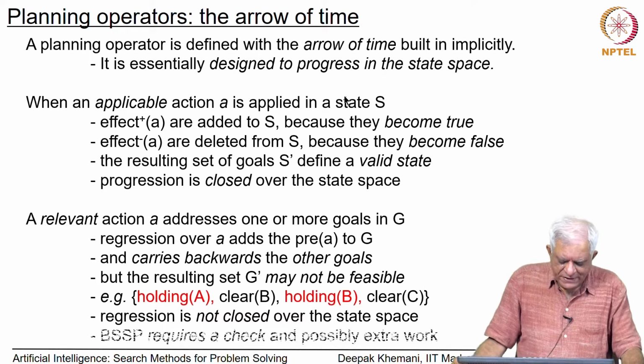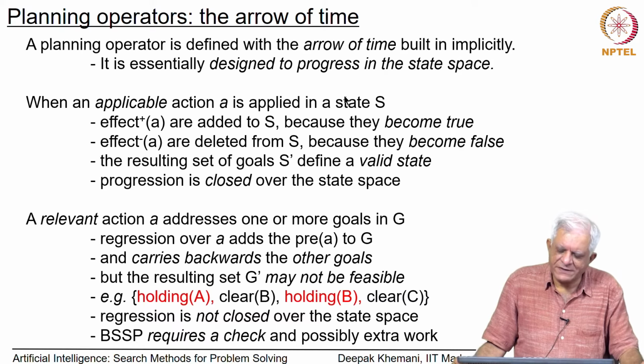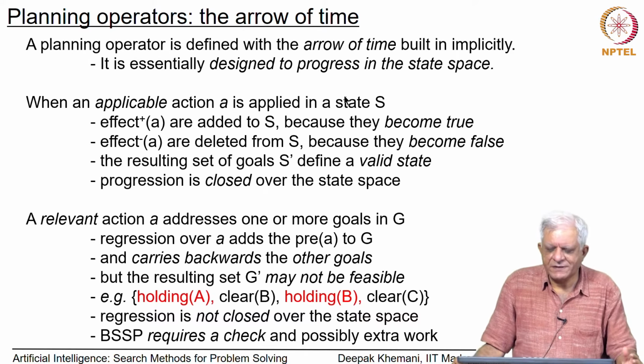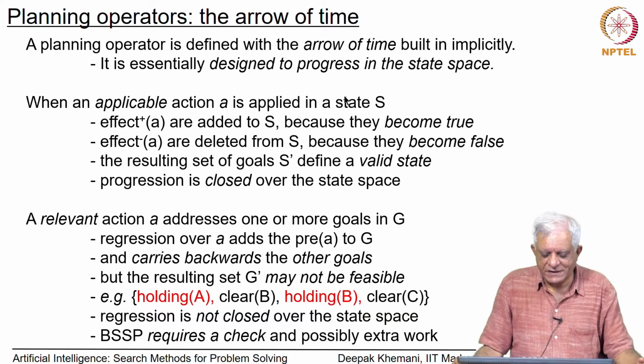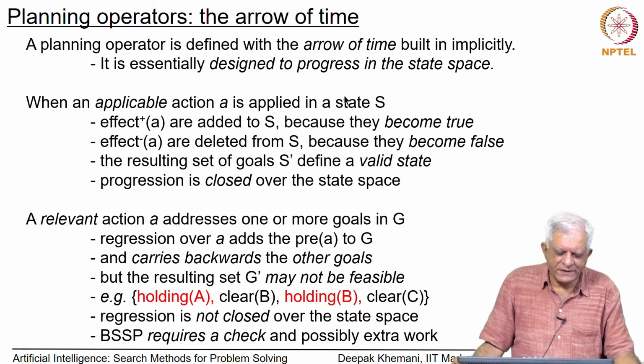As a consequence, regression was not closed over the state space, and when our termination criterion was met, which said that the goal description is a subset of the current start state, we had to verify that the sequence of actions returned to us by the algorithm is indeed a plan or not. And verifying whether it is a plan or not is straightforward, because you just progress from the start state using the plan that has been returned to you, and if you end up in a goal state, then it is a valid plan.